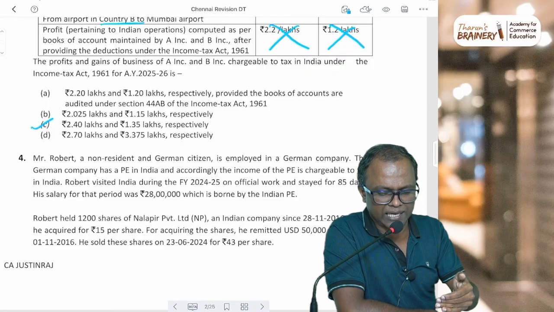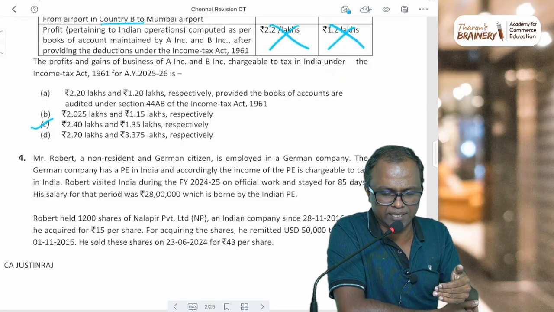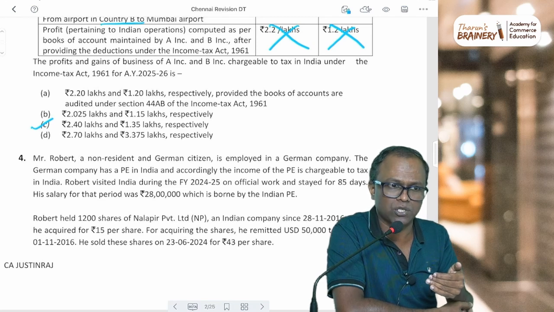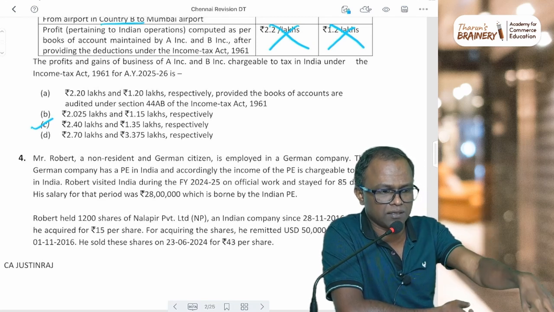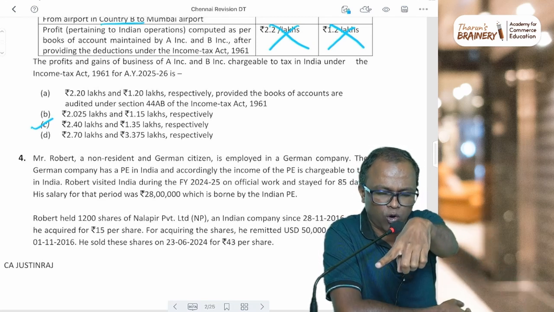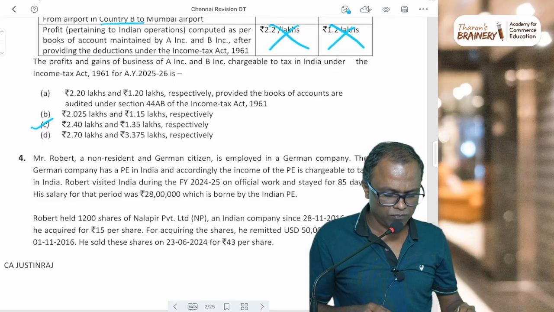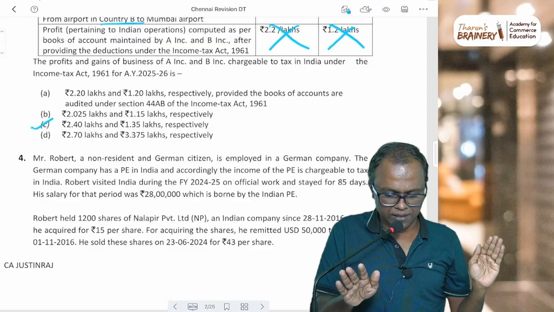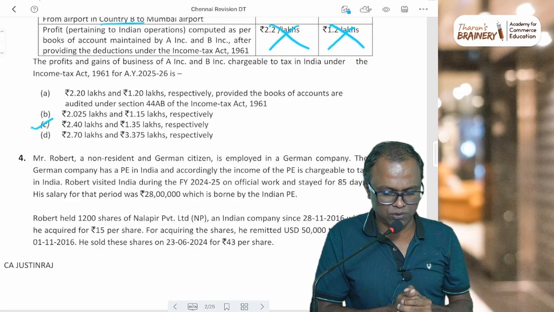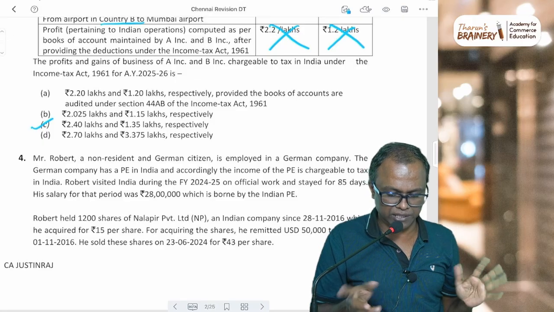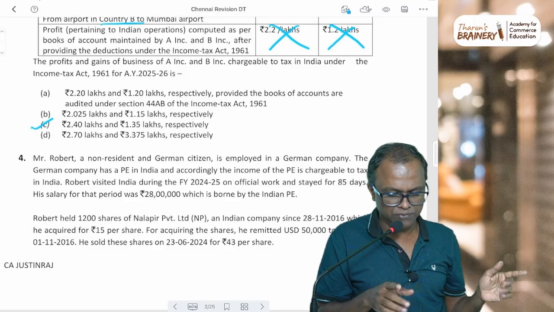Remember, this 28 lakhs is salary. We have to reduce the standard deduction. If Mr. Robert is opting for the default tax regime under 115BAC, we can claim a 75,000 standard deduction. If you opt out of the default tax regime, then the standard deduction is rupees 50,000. So the first part is income from salary, right? Out of this 28 lakhs, we have to reduce the standard deduction of 50 or 75. If the question says opt out, we can claim 50, otherwise 75.